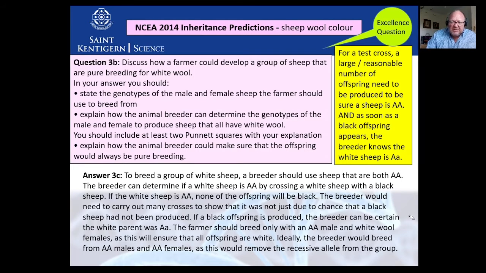If black offspring is produced, the breeder can be certain that the white parent was a heterozygote. So if a black sheep pops out, you know that that little a had to come from the white sheep, because the black sheep can only give a little a. The farmer should only breed homozygous dominant males with white wool with homozygous dominant females with white wool to ensure that the offspring are all purebred white. Ideally, the breeder would use that, and this will remove recessive alleles from the group. Okay, that was easy for excellence.